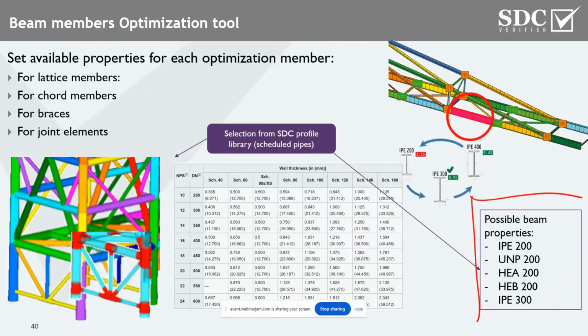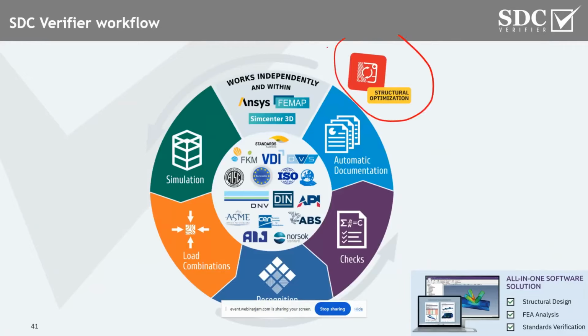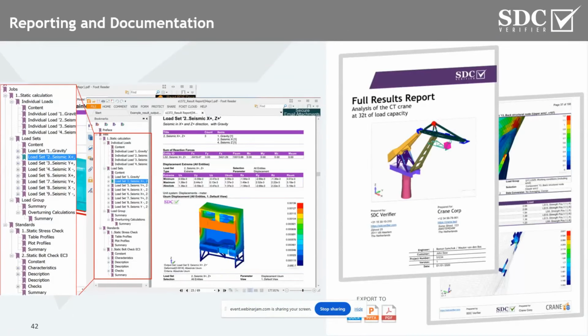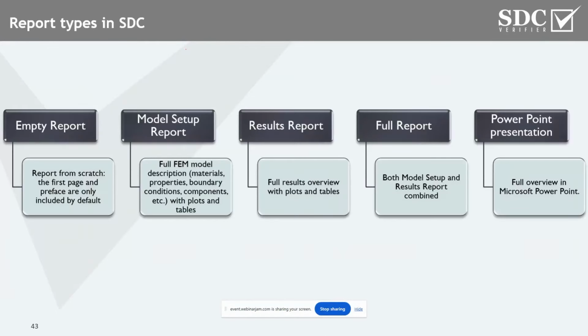And I would say that's a game changer when you're dealing with a new design, when you need to come up with those things, or for example, developing a solution. So after you come up with your outcomes, the logical step is to report those things, like we started from the very beginning. So this is the reporting and documentation in SDC Verifier, and this is a pretty extensive one. But before going to the details, I would like to highlight report types in SDC Verifier. First of all, of course, you can create it from scratch, right?